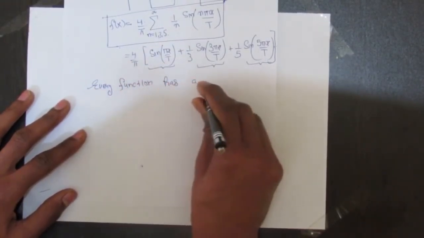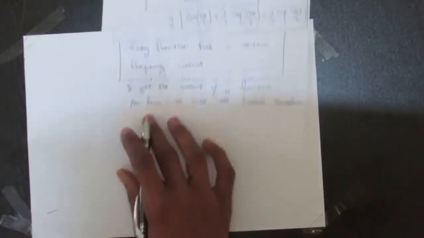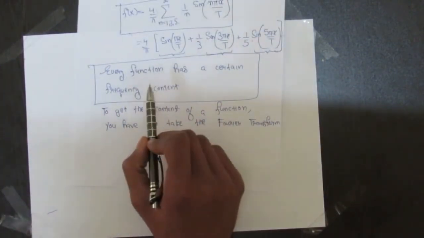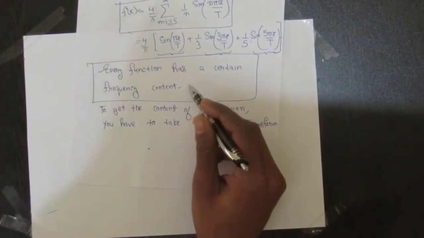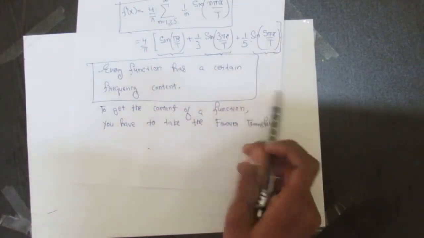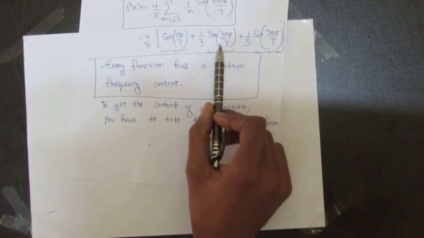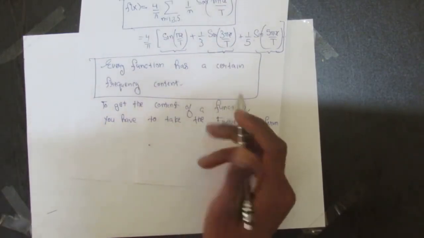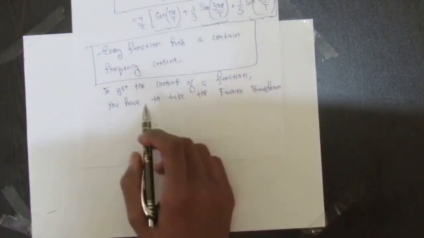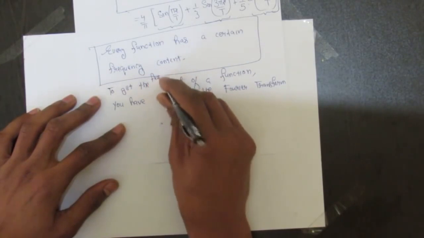So the statement is that every function has a certain frequency content. As you can see, I have represented the square pulse as a sum of sines and cosines, because all these sines and cosines have a certain frequency. Of course, the higher terms have higher spatial frequency associated with them, so every function has a certain frequency content within it. To get the frequency content of the function, you have to take the Fourier transform.